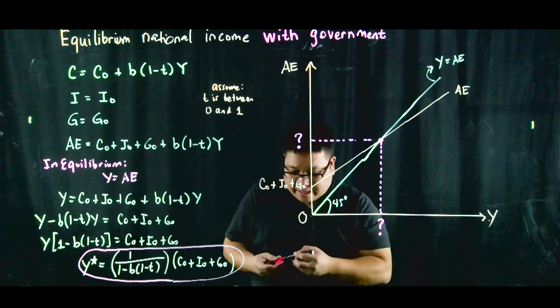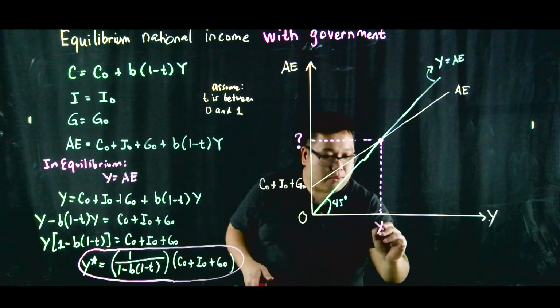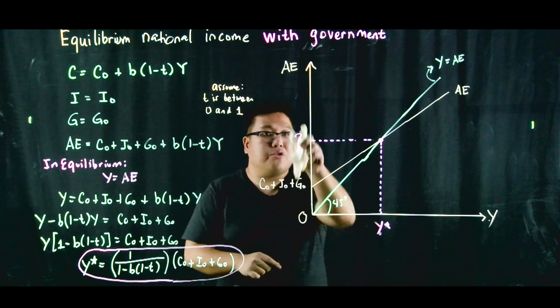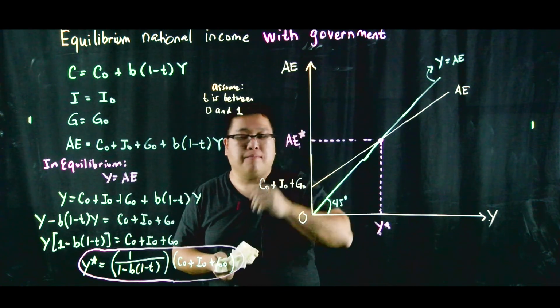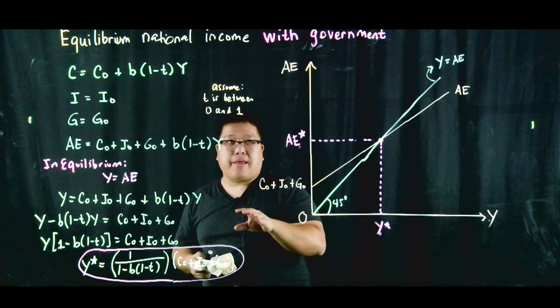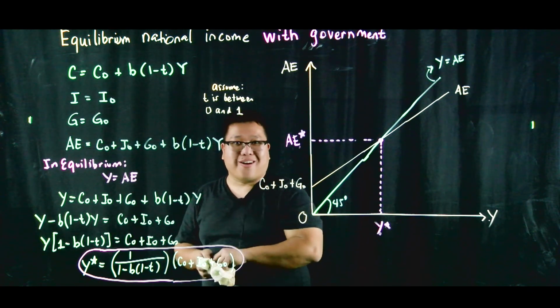So that is our Y star over here. Let me just write that again. This is our Y star. And we know in equilibrium Y equals AE, then this guy is also our AE star. So in the next video, we're going to have numbers, and then we're going to solve these equilibrium values numerically. So I'll see you in the next video.